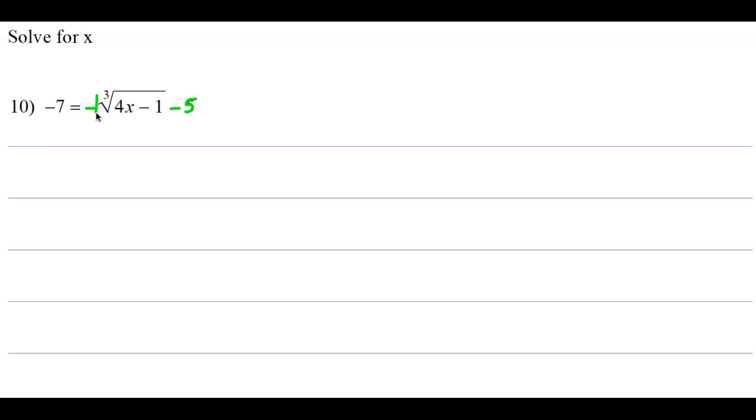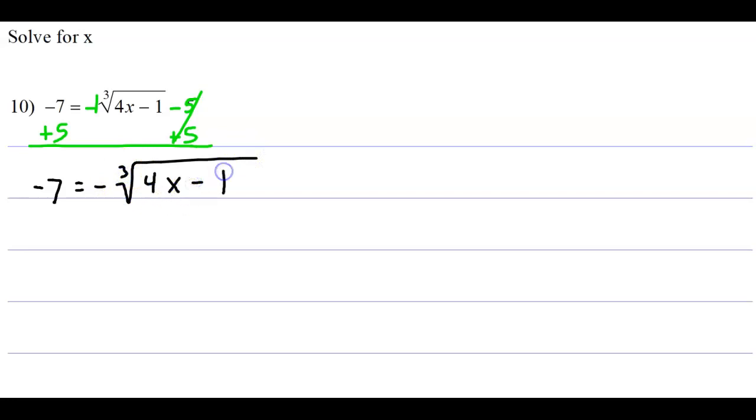So the first thing we're going to do is add the 5, because you always do adding and subtracting first. So let's do that. That's going to give me -7 is equal to negative cube root of 4x minus 1. All right? The next thing we're going to do is get rid of this -1. And the way you do that is by just dividing both sides by -1, because that -1 is multiplying the root. So the opposite is division. So we canceled that out. Now I'm left with 7 equals the cube root of 4x minus 1.